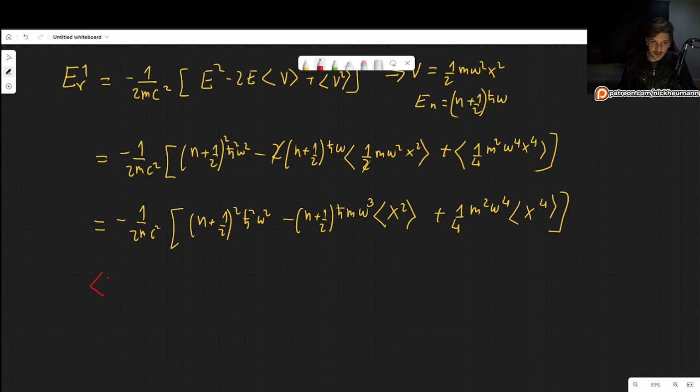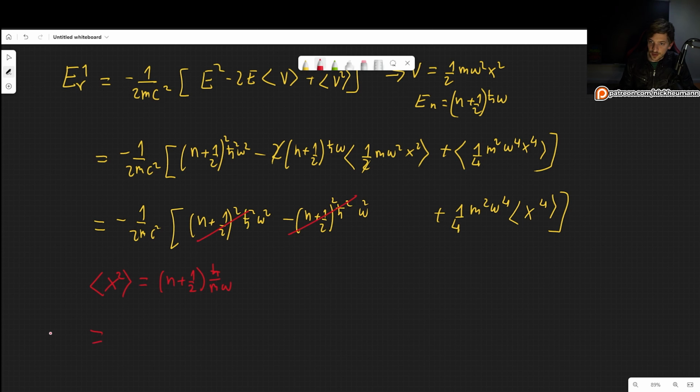So what we found in that problem is that the expectation value of x squared is (n + 1/2) h bar over m omega. So let's plug it in. We get (n + 1/2) h bar divided by m omega. The m's cancel out, this m cancels out this. We get h bar squared omega squared, and also we get (n + 1/2) squared. So notice that now these two parts cancel out.